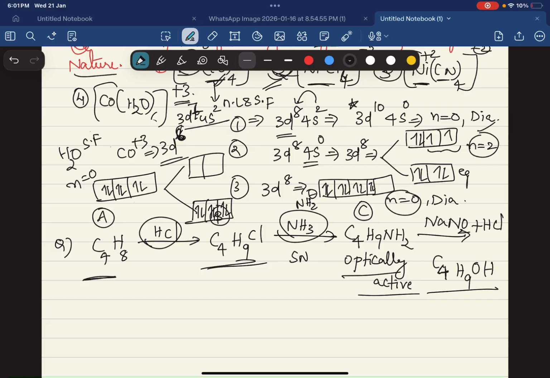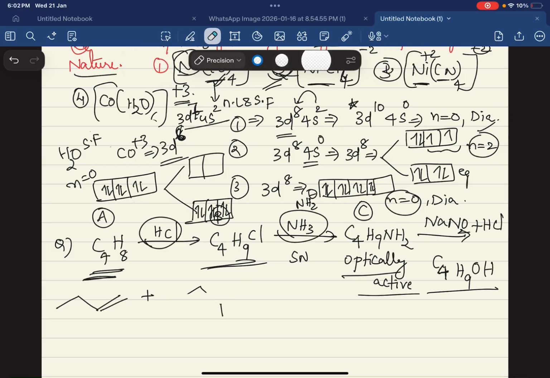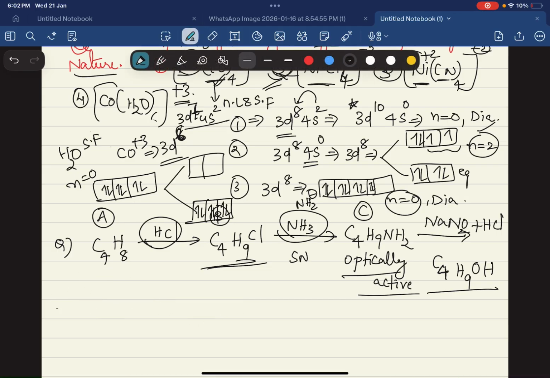So if you take the possibilities, because they have given options, through the options I am writing here. If you see the options, you can easily analyze. So C4H8 means alkene only, right? That is butene. If you take this one here, you won't get an optically active compound. Suppose you just see. Yeah, option-wise I am telling you, this will give an optically active compound. But which is the correct answer option-wise, I will tell you.